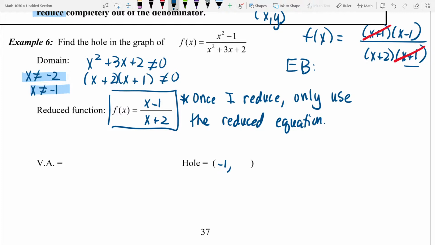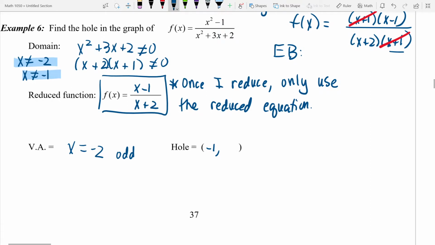Now you go here. Vertical asymptote. Where does a vertical asymptote come from? Make yourself remember. The bottom. So I have a vertical asymptote at x equals negative 2. Is it even or is it odd? It's odd. Someone tell me how I find the y coordinate of the hole. What do I do? You plug it in. Plug it in where? To the reduced. So everybody go f of -1 equals -1 minus 1 over -1 plus 2. That's a -2 over a +1, which gives me a -2.